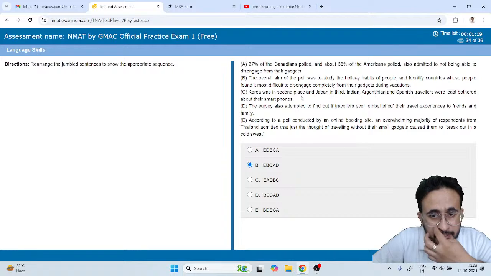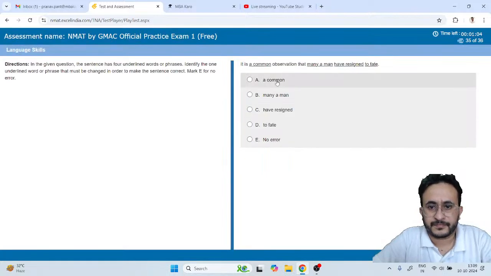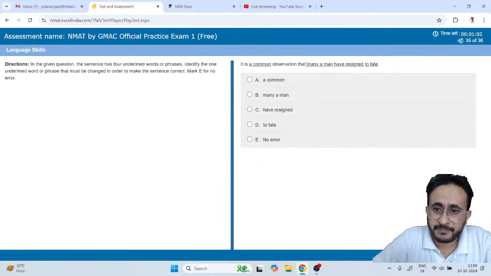Indian least bothered about their smartphones. 27% of this Canadians polled, 35% Americans polled, and then the survey also attempted. So that means an additional thing in the survey. It's a common observation that many a men have resigned to fate. Right? Many a men नहीं होना चाहिए, many a men होना चाहिए.